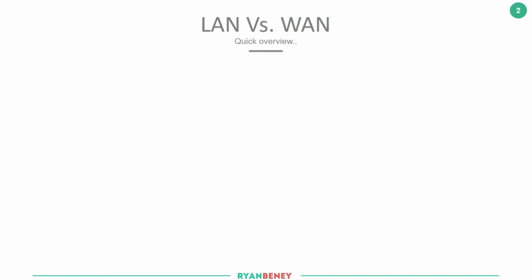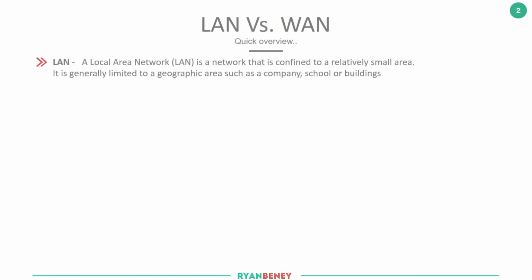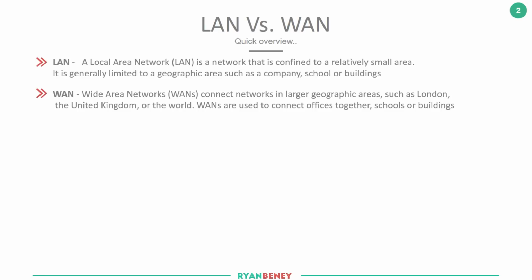So let's start with a quick overview of what is a LAN versus a WAN. A LAN stands for Local Area Network. It's a network that is normally confined to a relatively small area. It is generally limited to a geographic area such as a company, a school, or a building. And a WAN, a wide area network, connects networks in larger geographic areas such as London, United Kingdom, or the world. WANs are used to connect offices together, like schools and buildings.